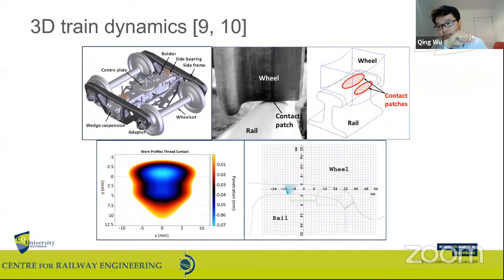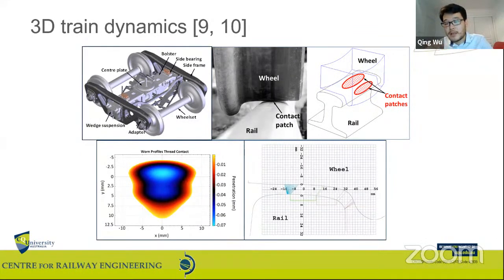For the first, the geometric model, as shown in the bottom right figure, we will have this wheel and rail. They have very, very non-linear profiles. To get the contact force, you have to develop the geometric model to detect where the contact points are. Those contact points can be distributed at any of the points of this profile. And oftentimes you can have two or three or even more contact points in the profile.